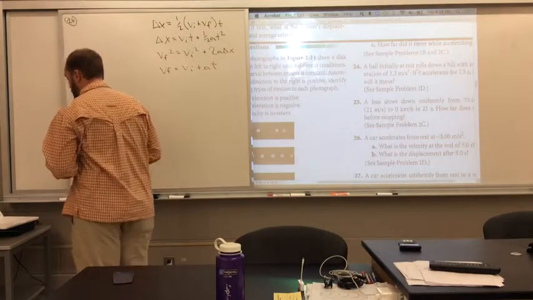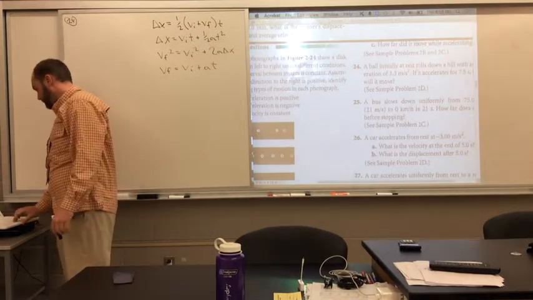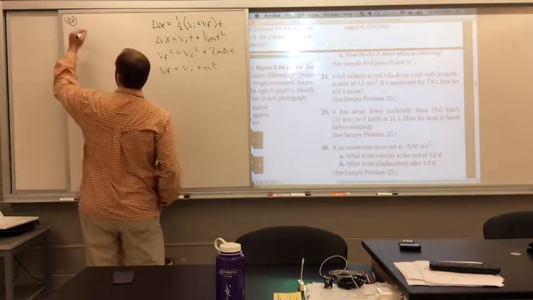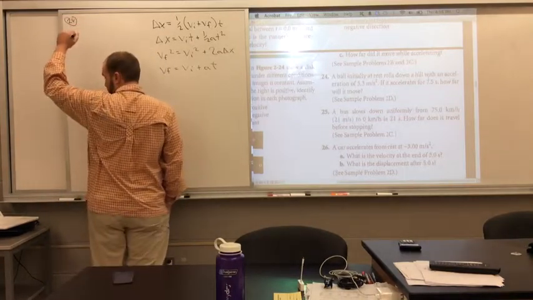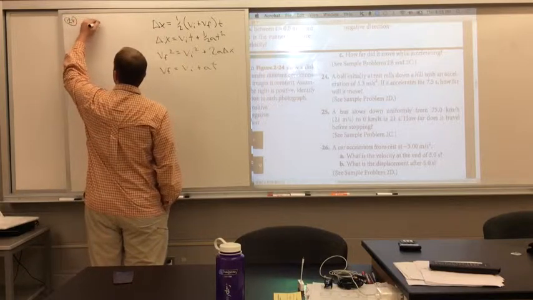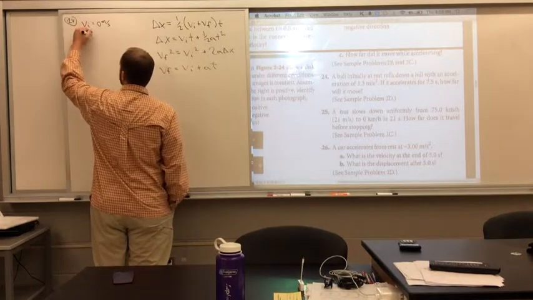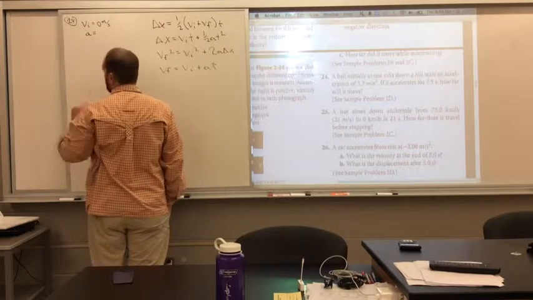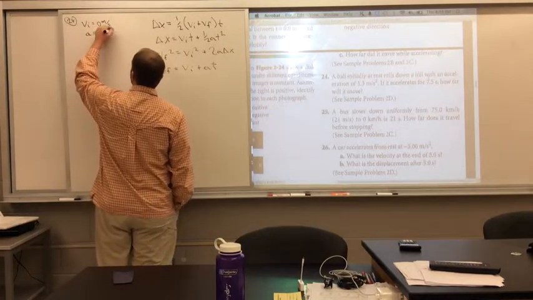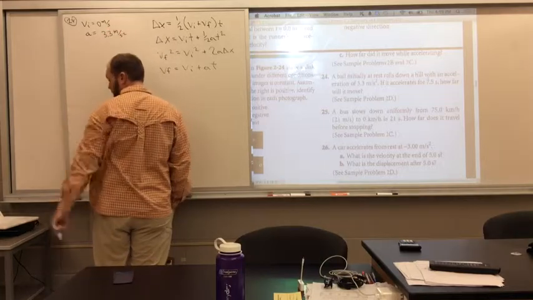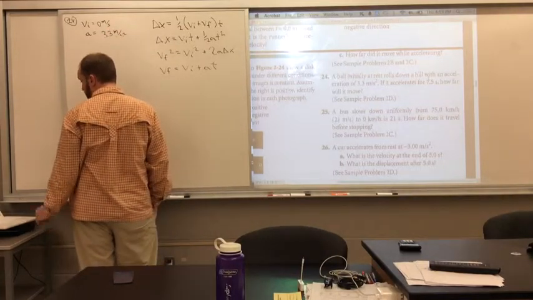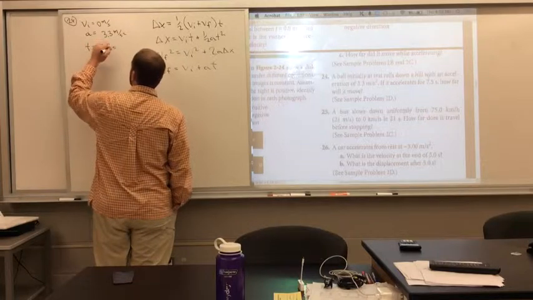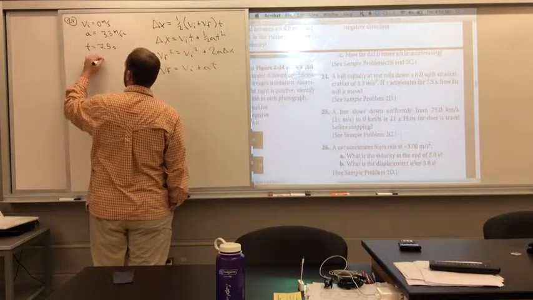A ball initially at rest rolls down a hill with an acceleration of 3.3 meters per second squared. So the ball is initially at rest, vi equals 0. The acceleration is 3.3 meters per second squared. It accelerates for 7 seconds. How far will it move? So you're looking for delta x.